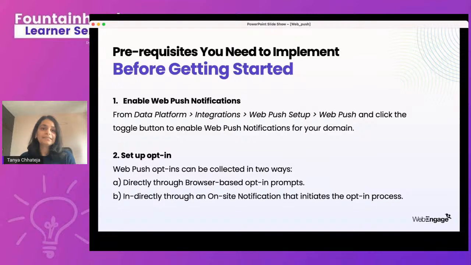But before we even start with web push notification, there are two prerequisites that you need to make sure you're implementing. One is you need to enable web push notification, and second is you need to set your opt-in. Now, there are two types of opt-ins that you can set. One is a one-step opt-in, which can be done directly through a browser prompt. A second is a two-step process in which an on-site notification as well as a browser prompt is required.